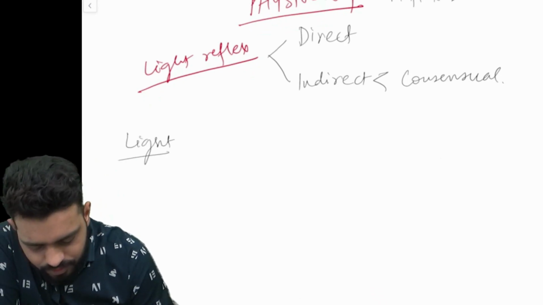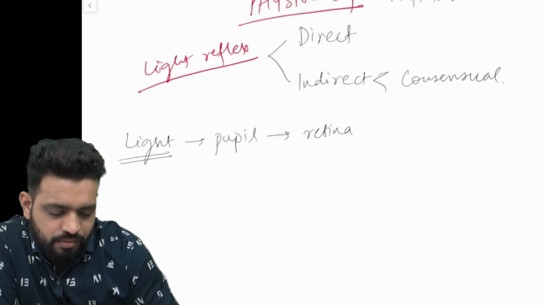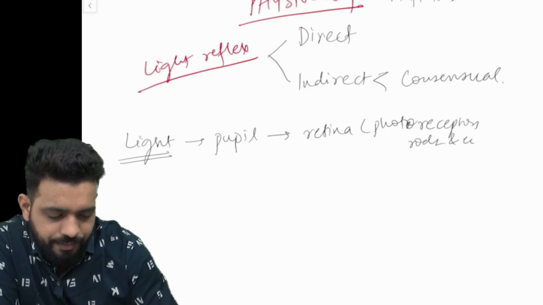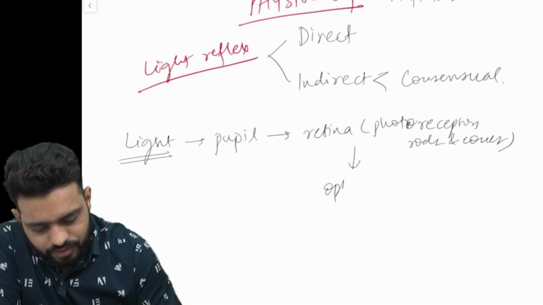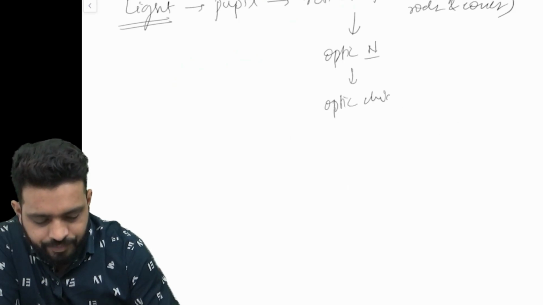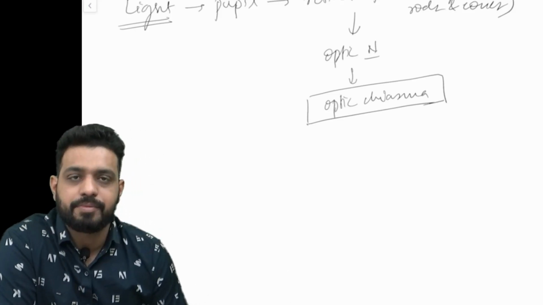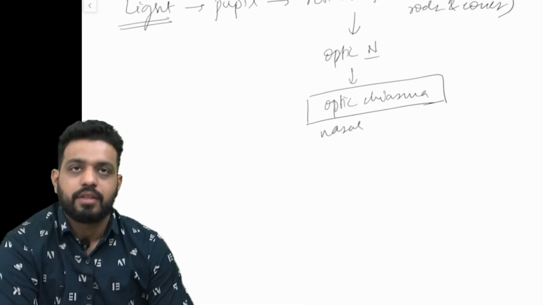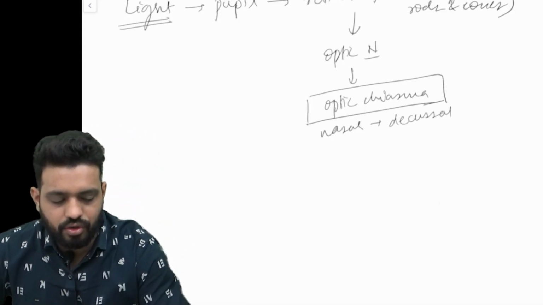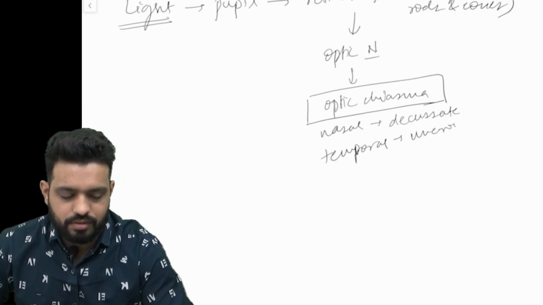So, for example, there is light you have shown into the pupil. From the pupil, it enters the eye, hits the retina, more specifically the photoreceptors, that is the rods and cones. From there it travels to the optic nerve. Through the optic nerve it goes to the optic chiasma. Remember now, the optic chiasma is a very important structure in the light reflex pathway, because here the nasal fibers, the fibers which arise from the nasal half of the retina, will decussate. Decussate means they will cross, and the temporal fibers will go uncrossed.